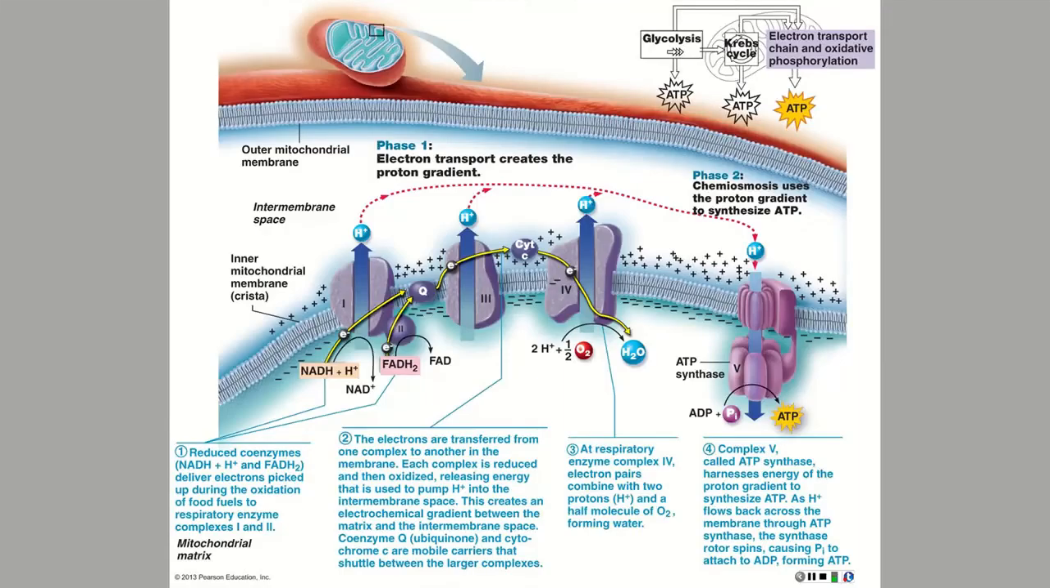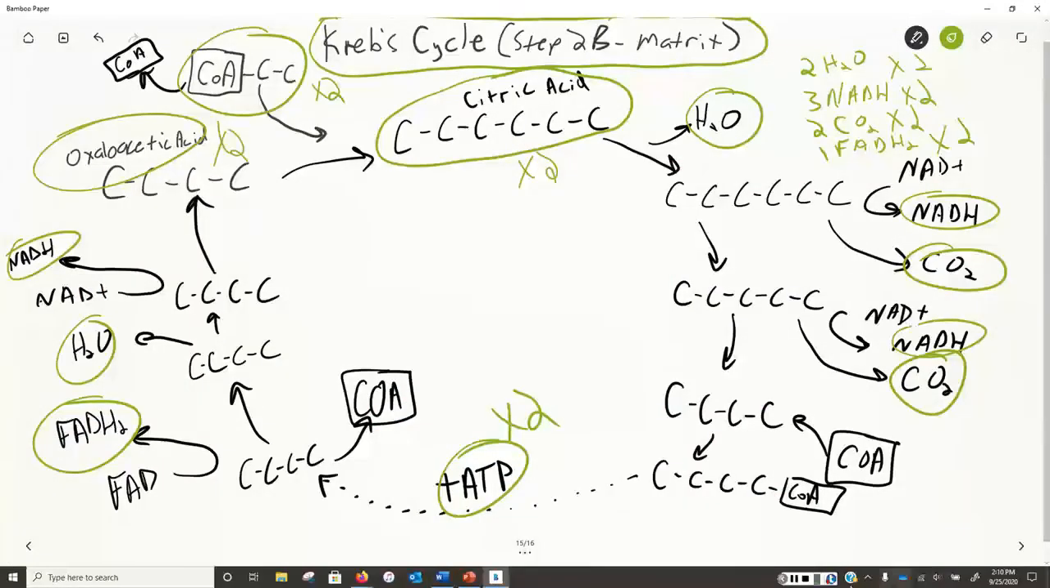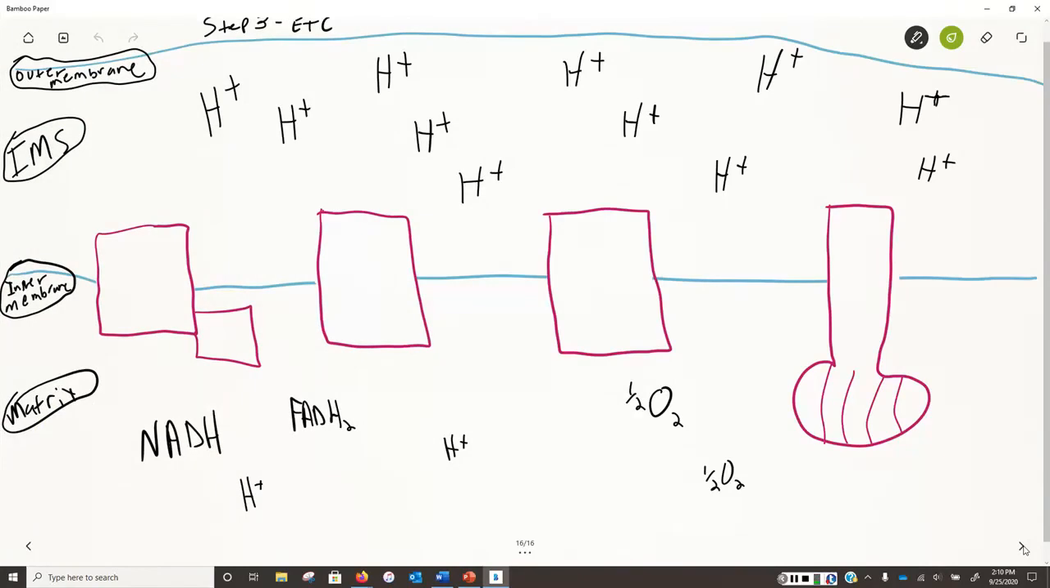Okay, so now we're going to look at something completely different as far as how we draw it out. We're going to look at something called the electron transport chain. So let's go ahead and go back to our whiteboard and look at the final step of cellular respiration. And rather than drawing chemical reactions, this is going to be more of a step-by-step through kind of a diagram.